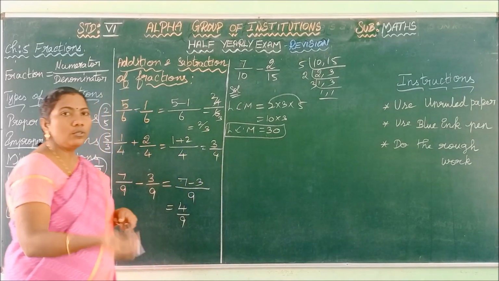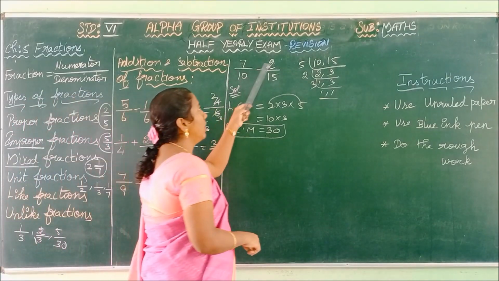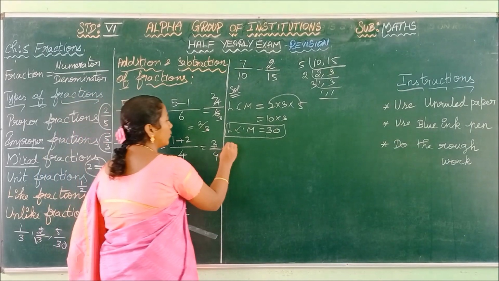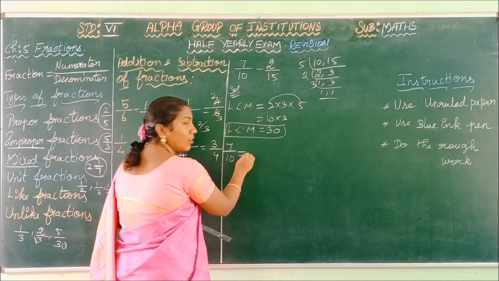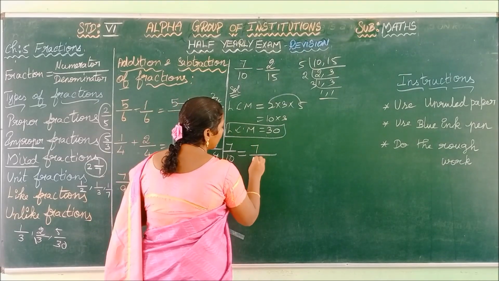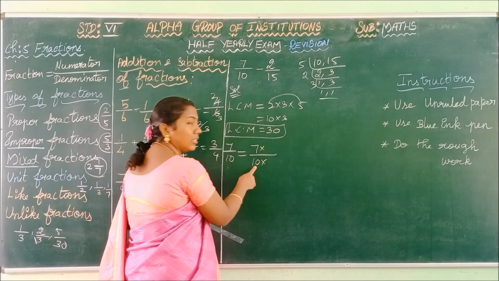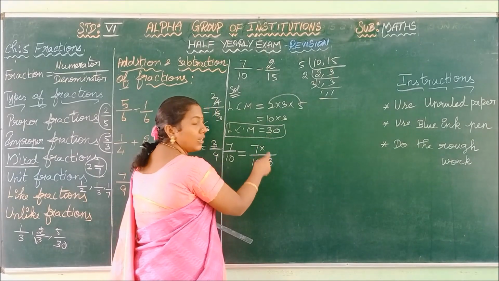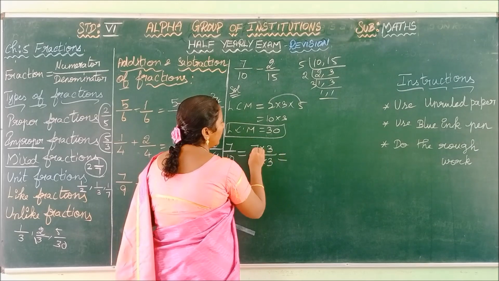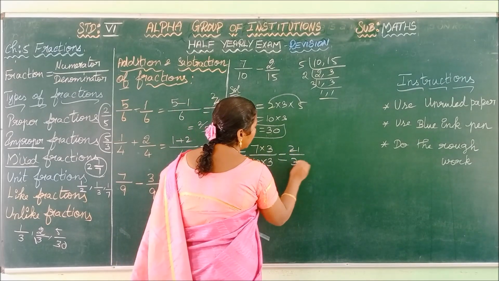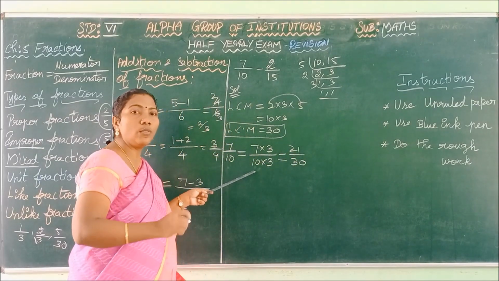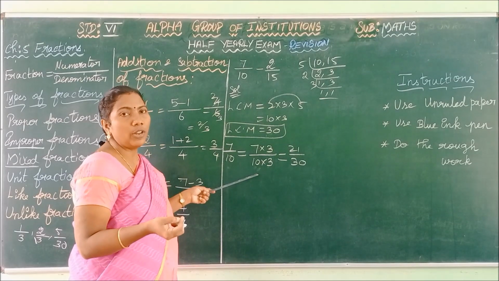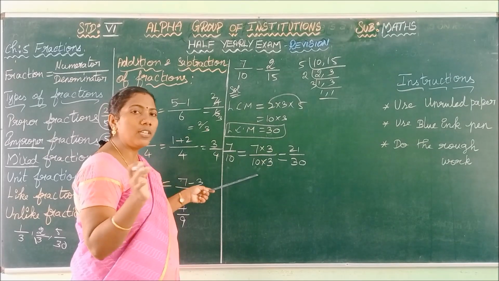Now we are going to convert 7 by 10 and 2 by 15 into like fractions. How can you convert? First consider the first fraction, 7 by 10. What should be multiplied with 10 to get the LCM 30? So multiply the denominator and numerator by 3. So we get 7 3s are 21, 10 3s are 30. This is the way you have to find the equivalent fraction also. You also have problems based on equivalent fractions. You know that method already. Revise that sum also.